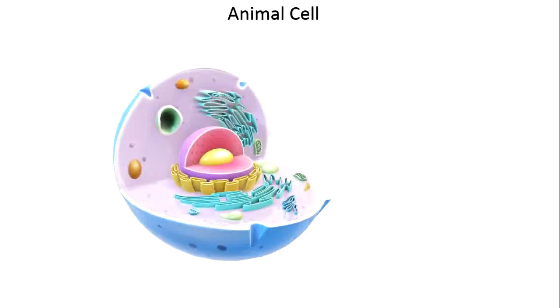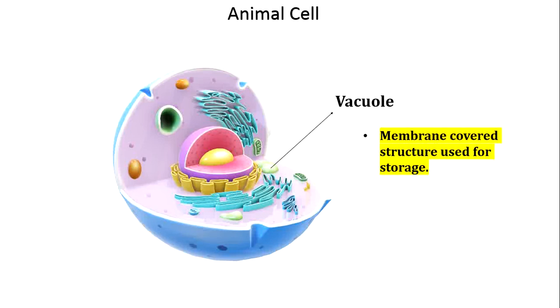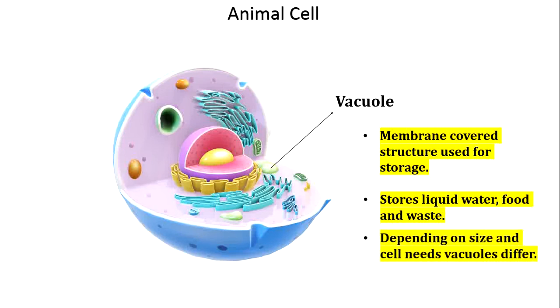Now we'll come to the vacuole, or vacuoles. It's a membrane-covered structure that is used for storage. It can store food, water, and liquid waste. The nucleus can signal a vacuole to release whatever it is storing, working with the command center. Now, some animal cells have many small vacuoles, and others may not have any vacuoles at all. So depending on the size and cell needs, the vacuoles can differ.